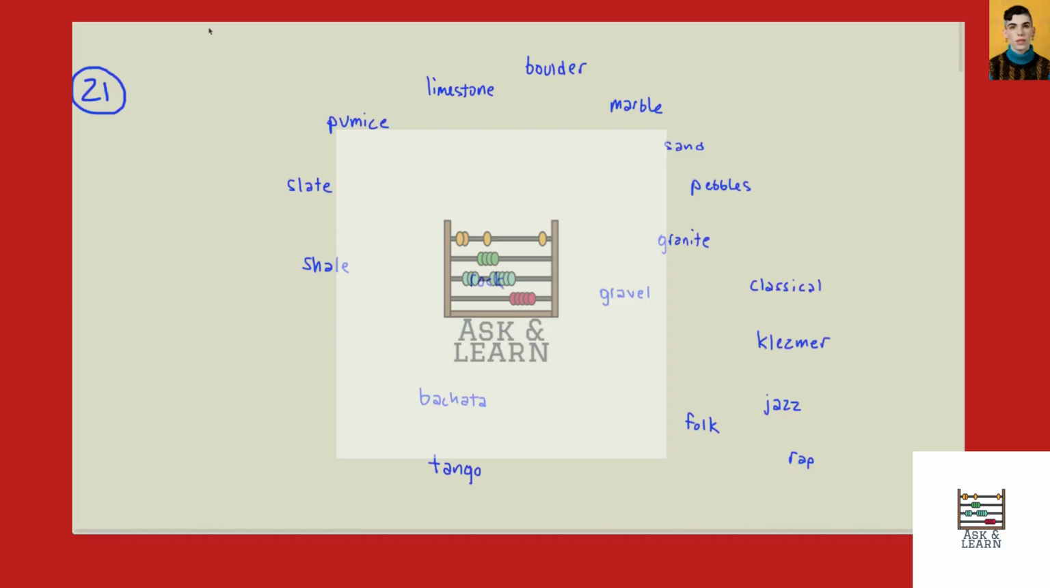Okay, for number 21, we have a list of nouns, and we've got to make a graph that links all the ones that are similar in meaning. I wrote all these down and kind of organized them as I went, because different areas are going to be heavily interconnected. You'll notice that the topics are basically geological things, rocks and whatnot. And then down here we have our different types of music.